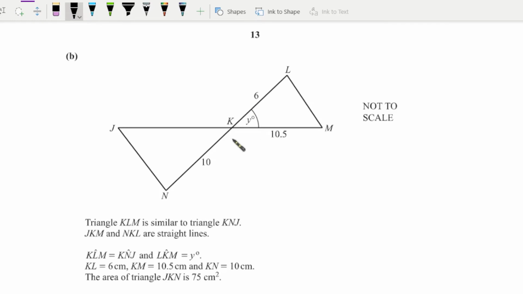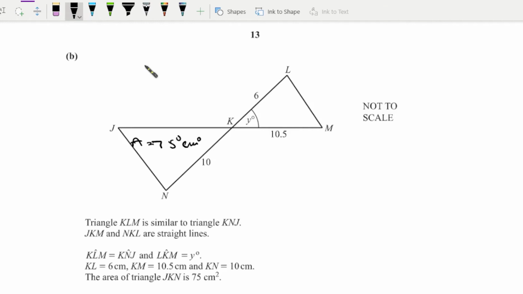LKM is y naught degree. KN is equal to 10 degree. All these things are being given here, and the area of the triangle JKN is 75 centimeter square. So we can write this: 75 centimeter square is the area of this triangle. Now how can we find out this angle?